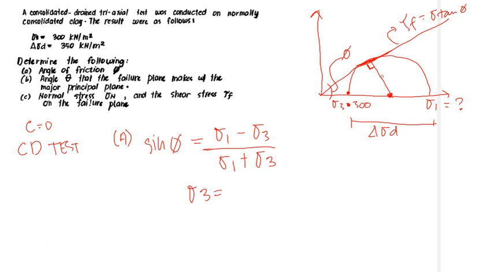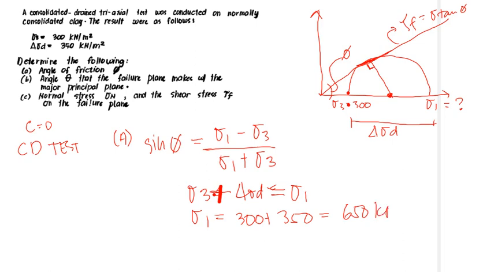Looking at this diagram, sigma 3 plus our deviator stress is equal to sigma 1. The deviator stress is 350, and that is equal to our sigma 1. Substituting values, sigma 3 is 300 plus 350, that is equal to, how much is this? 650 kilonewton per meter squared. So that is our sigma 1.